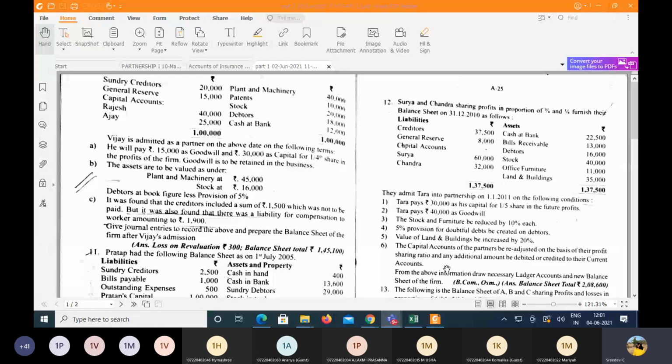When he said profit sharing, he means the new profit sharing ratio, because the capitals which they already have in the business are as per their old profit sharing ratio. And because they are going to take Tara as a new partner into the firm, after he joins, certainly the new profit sharing ratio of the partners is going to change. So according to that new profit sharing ratio, what should be the capitals of the old partners, and therefore these capitals need to be adjusted on that basis.